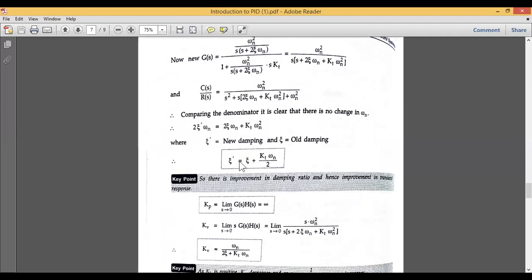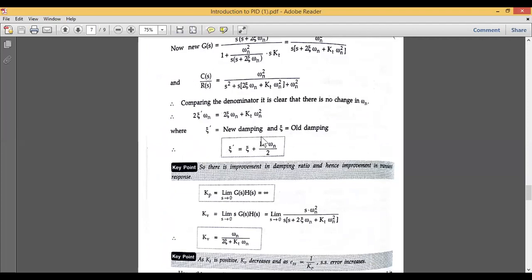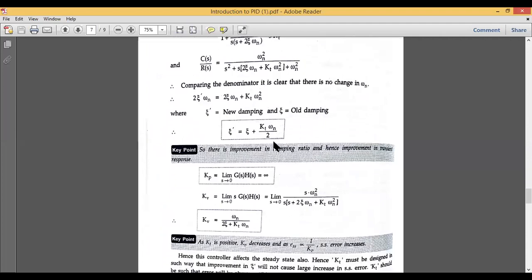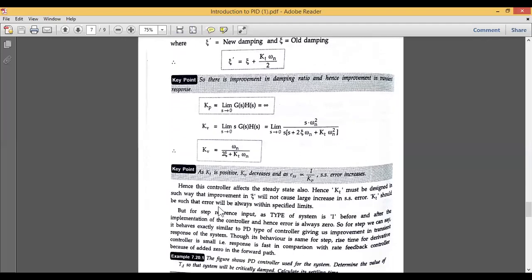Then we obtained the new damping factor by replacing the older damping value, eta, with eta dash. By changing the damping ratio, we concluded that the value of Kp is equal to infinity and the value of Kv is equal to omega n divided by 2 eta plus Kt into omega n. So this was how we derived the PID controller output.